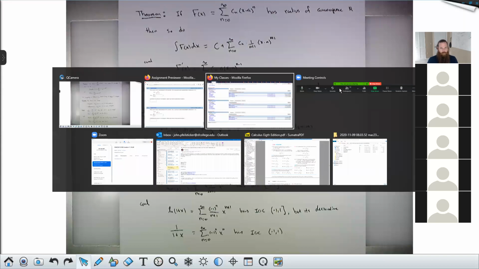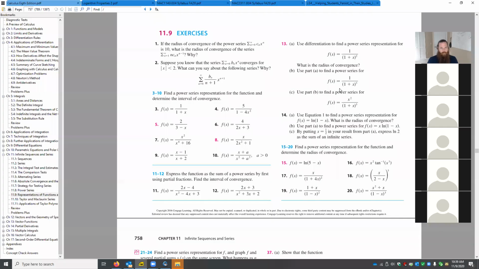Let me show you. Moving to the textbook. 11.9. If the radius of the power series Cn x to the n is 10, what's the radius of convergence for this series? Well, this series is the derivative of this series. And what you're going to discover when you solve this problem is that the radius of convergence of the new series is also 10. Why? Use the ratio test.